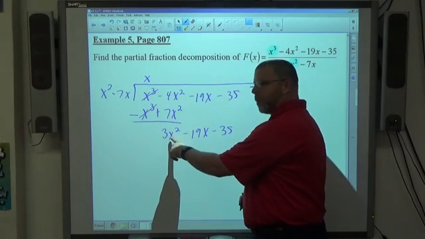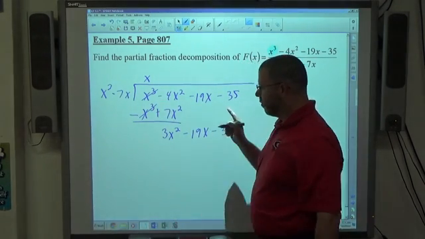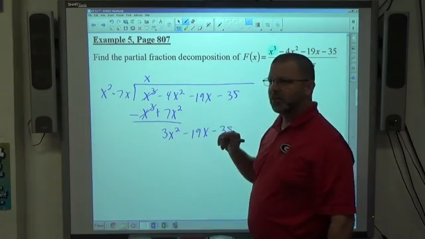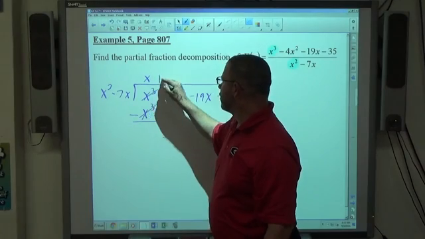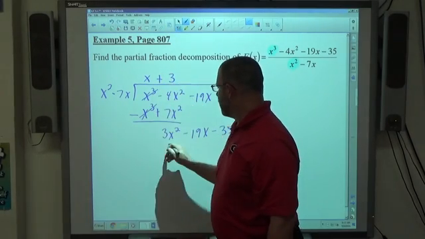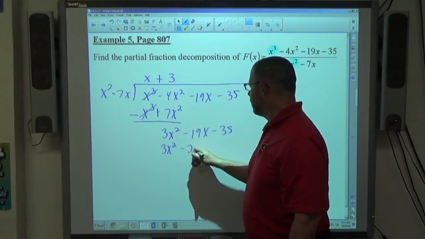As long as the power here is the same or more than that power, you keep dividing. Once this power is less, then you're done, and that's the remainder. So 3x squared divided by x squared, both positive, gives me a positive 3. 3 times x squared is 3x squared. 3 times negative 7x is negative 21x.